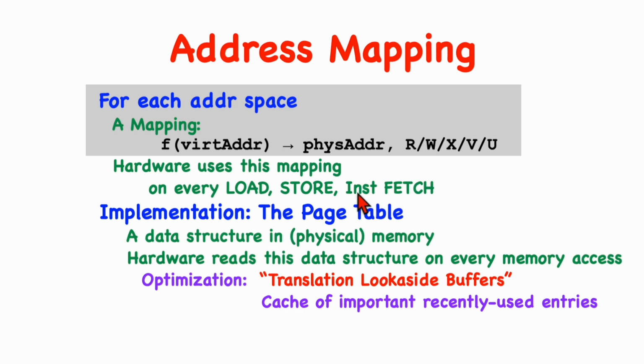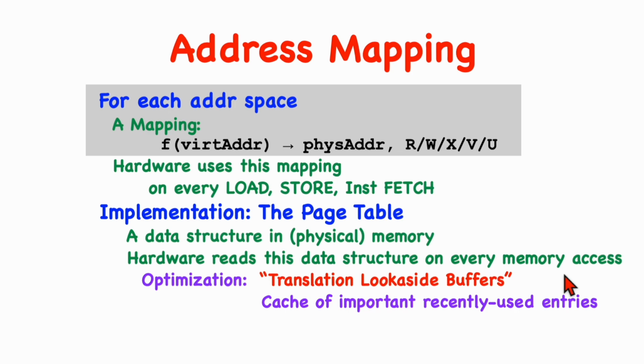This mapping is used every time the user process executes a load instruction or a store instruction or fetches an instruction. The address used in loads and stores is a virtual address, and it will be translated into a physical address by the hardware. And when fetching instructions, the program counter is used, and it contains a virtual address. Before the hardware can retrieve an instruction, it must first be translated into a physical address. This mapping is implemented by a so-called page table, which is a data structure in memory. Hardware must read from this data structure every time memory is accessed.